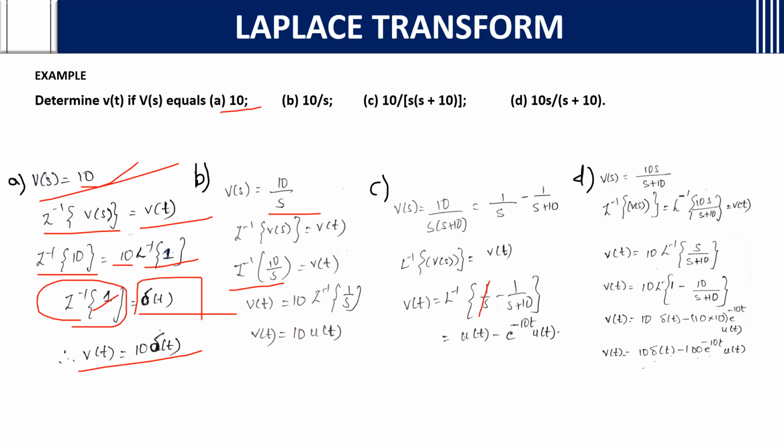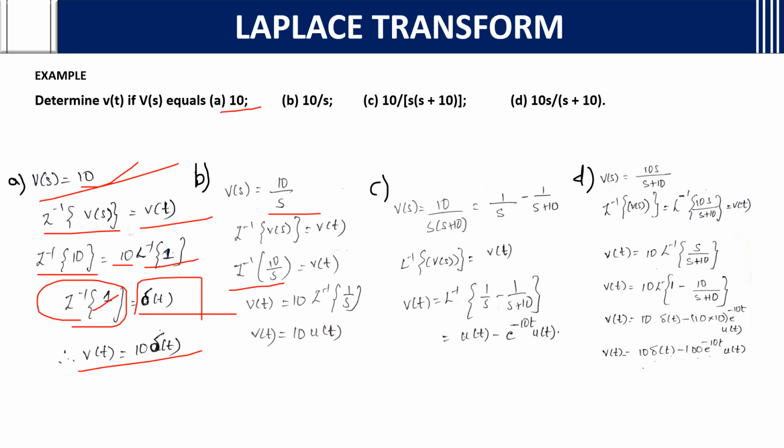The Laplace inverse of 1 by s is u of t. And Laplace inverse of 1 by s plus 10 is what? You know the Laplace inverse of 1 by s plus a is e power minus alpha t. So you can write e power minus 10t u of t. Why? Because for any function you can write e power minus alpha t u of t. There is no problem. U of t is a unit step, so you need to mention e power minus 10t u of t. Don't get confused.